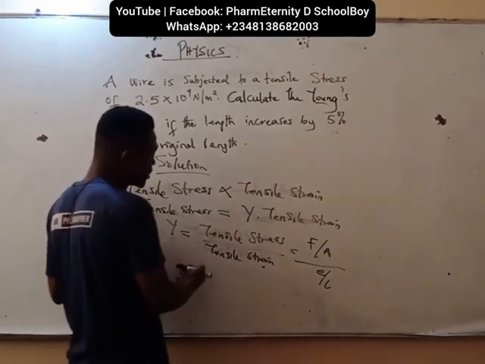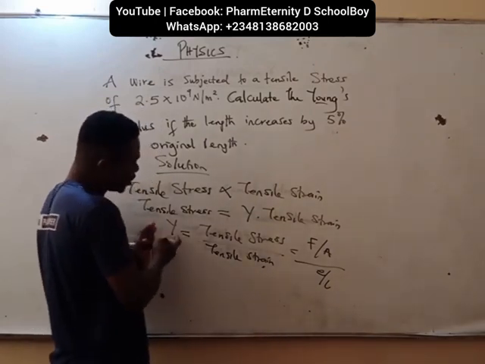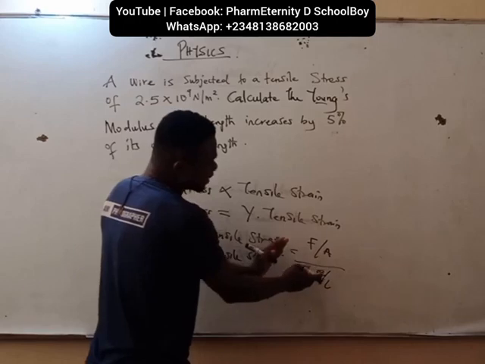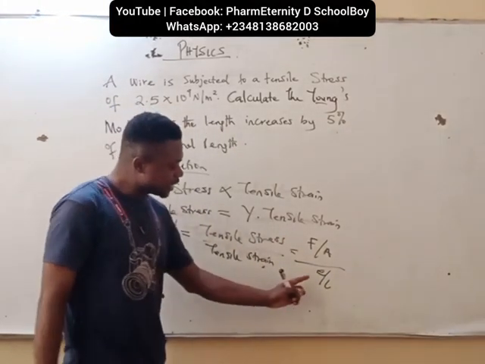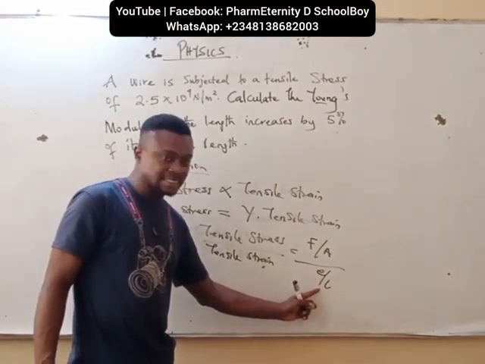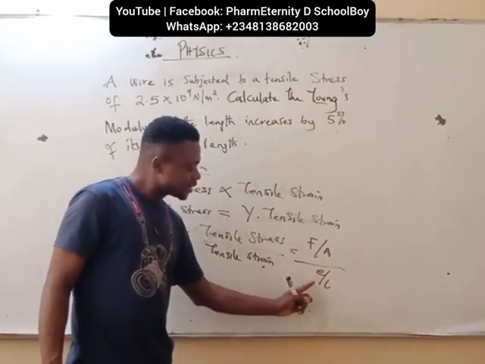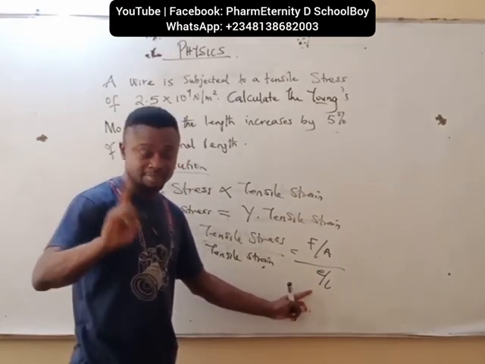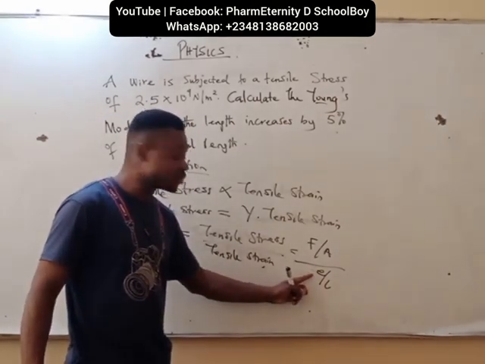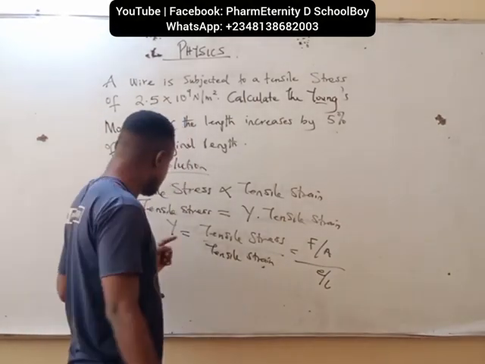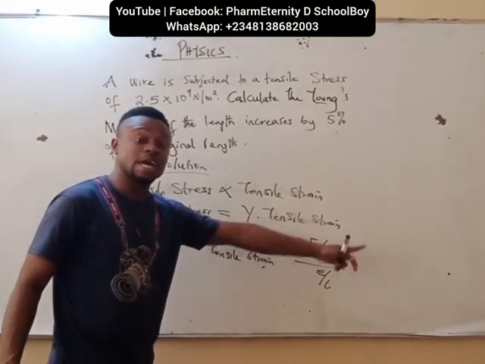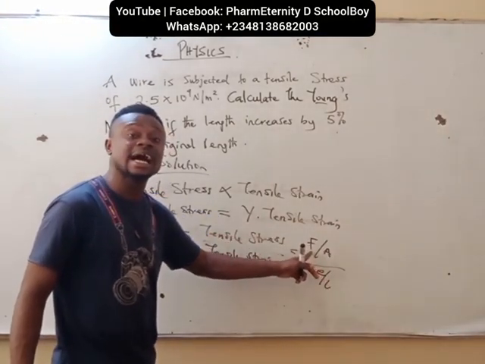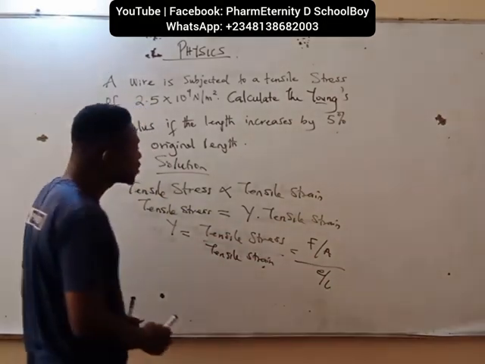Now, this is the relationship between Young's modulus, tensile stress, and tensile strain. If you look at this extension over length, this ratio has no units because the extension and the length have the same units. So actually, your modulus has a unit which is Newton per meter squared, which is the same unit as tensile stress. Okay, now let's go back to the question.